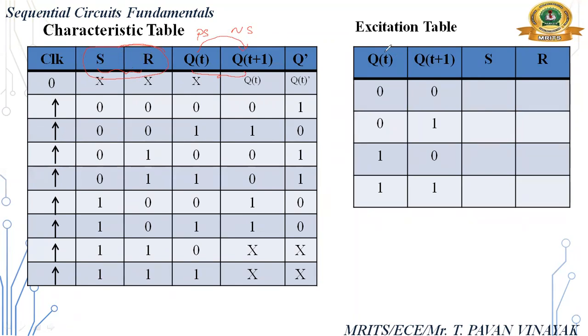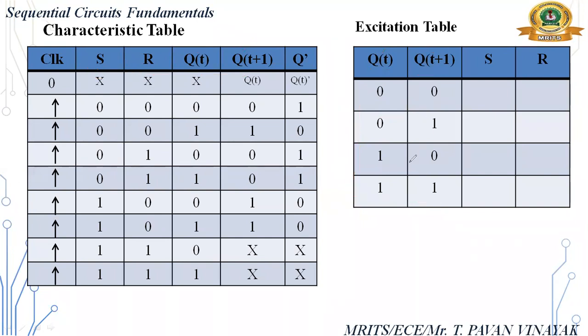Here how many inputs are available? Two inputs, Q of t and Q of t plus 1. How many combinations are possible? 0 0, 0 1, 1 0, 1 1. The possible combinations are only 4. Now, I want to find S and R.